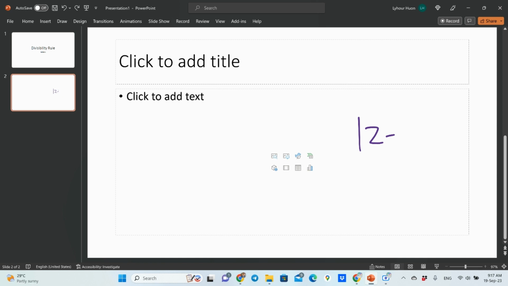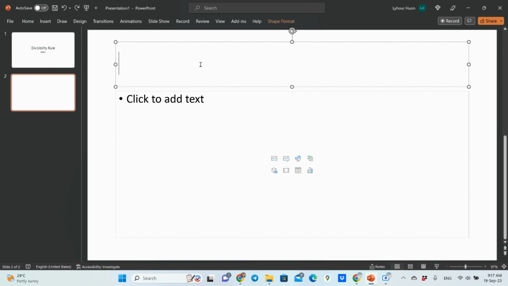Now we will have the rule. We know that maybe 12 divided by 2 works, but why? Now we will know the why. Divisible by 1.